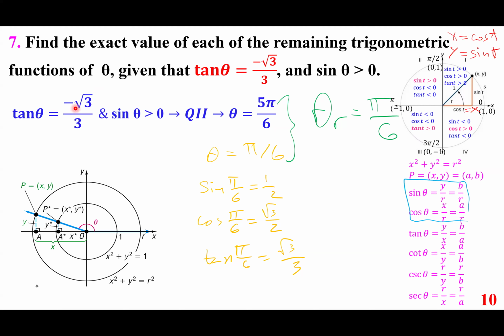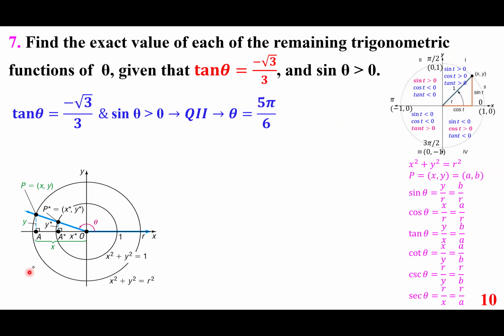So let me erase my work. We say tangent is y over x. And remember, in the second quadrant, y is still positive, x is negative. That's why you can put this negative sign in front of the numerator or the denominator, it makes no difference. You get the same answer. So it must be x. And now put it into this.